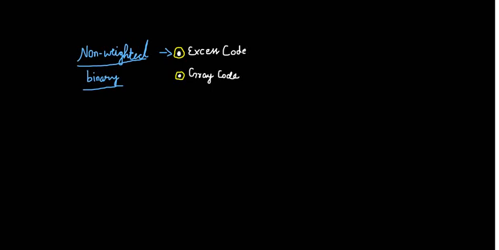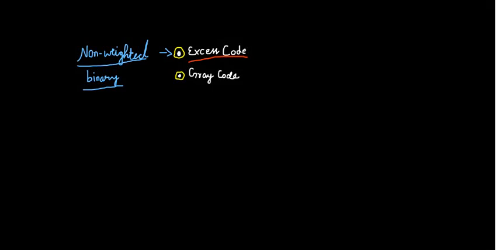Hello everyone, now we are going to learn about non-weighted binary. Well, I know you are wondering what the Excess-3 code is doing here, because we have studied that Excess-3 code is actually a weighted binary form. It's a sequential code too, as we have just studied. So what is it doing here?